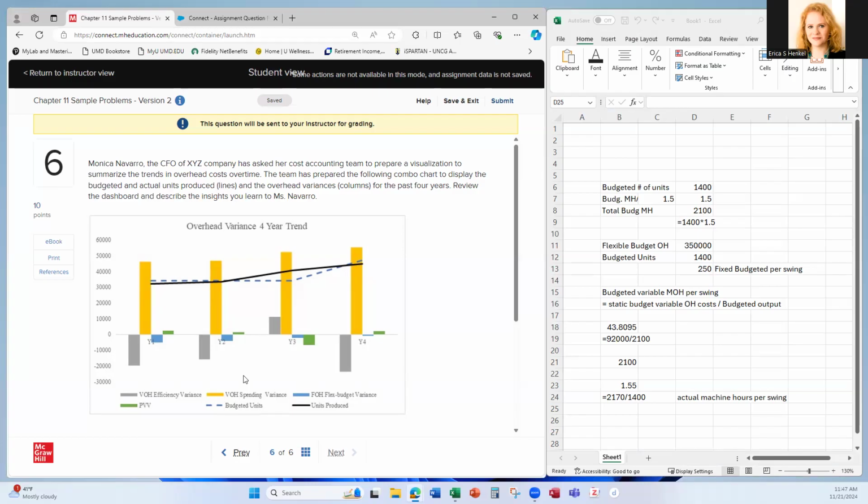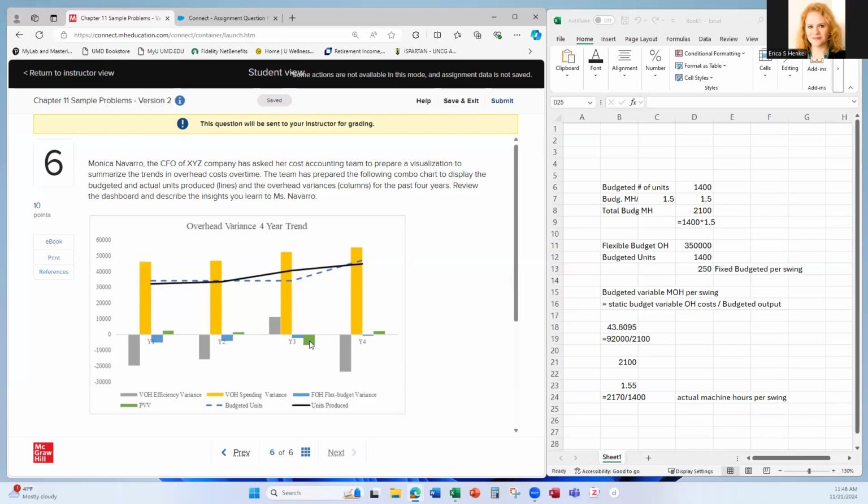So the fixed overhead flexible budget variance is the blue one. Based on the number of units that we actually produced, our fixed overhead looks unfavorable for all 4 years, but it's trending better over time. It's getting closer to our goal, right? The green one, our production volume variance. So we had favorable production volume variance the first couple of years and then a negative in the third year.